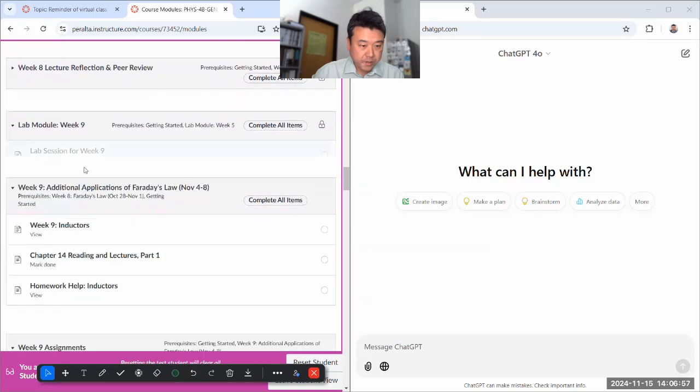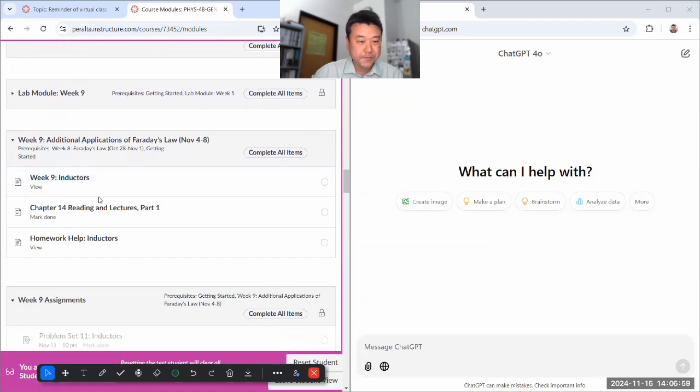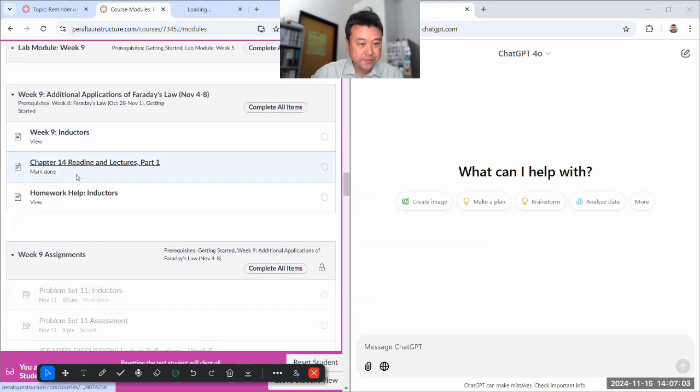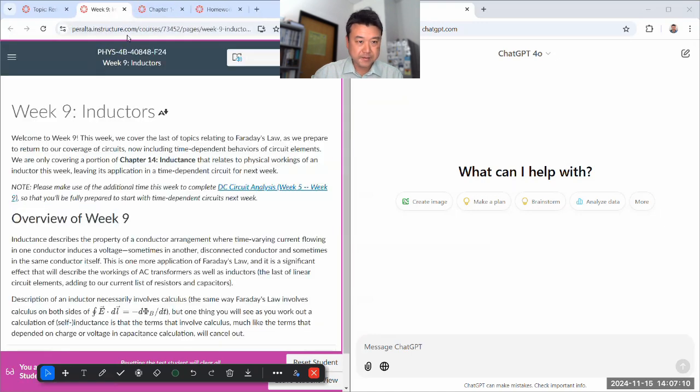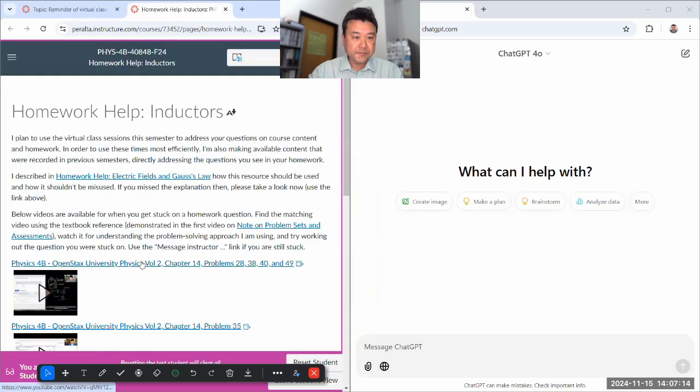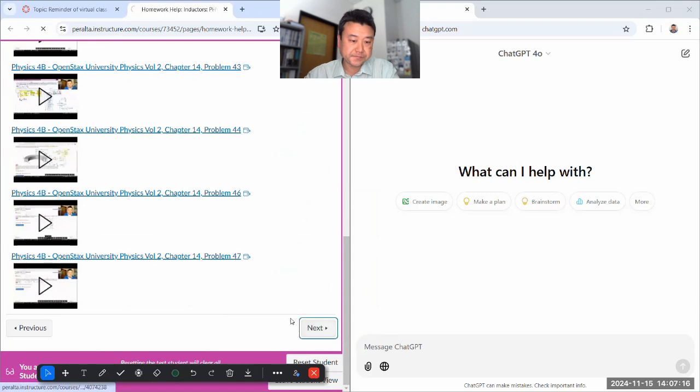Okay, so let me do the exercise with ChatGPT for problem set 11. To access that, I'll need to clear these requirements. And actually, I think I can take the last one and then click next. So this, and from here, now click next.